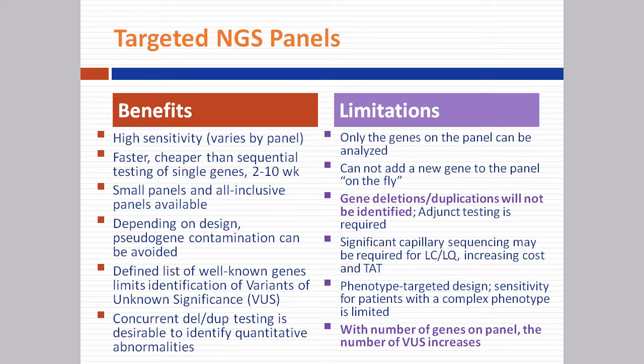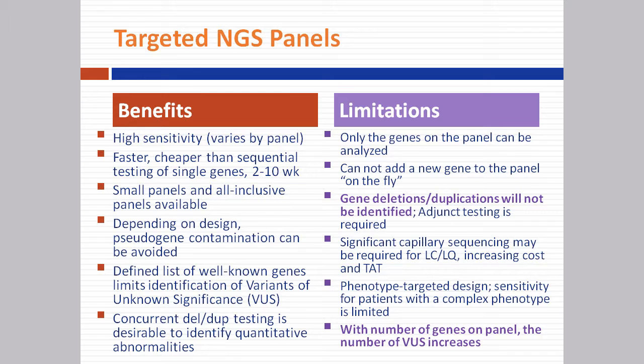So the benefits of those targeted next-gen panels are that they usually have a high sensitivity, although that varies, of course, by what type of panels you have. It is definitely much faster and cheaper than sequential testing of single genes, one after another. You can make small panels or all-inclusive panels. It depends on your preference, what you like to use for a particular patient scenario.